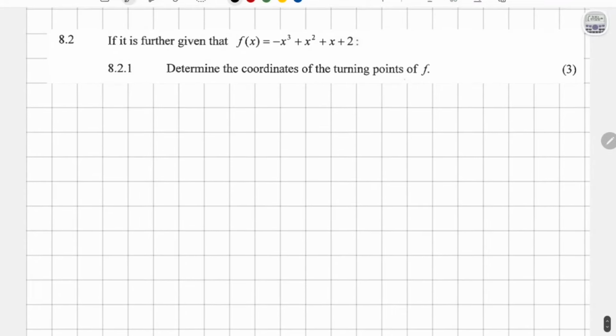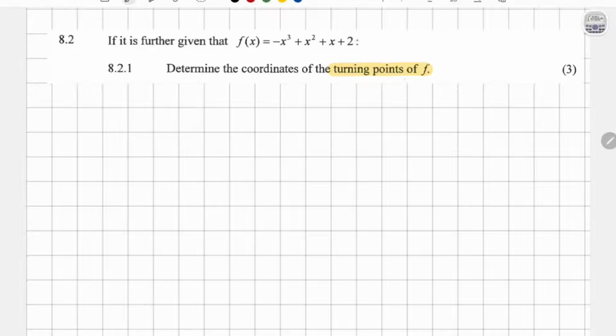Okay, 8.2 says if it's further given that f of x is equal to negative x cubed plus x squared plus x and then plus 2, we have to determine the coordinates of the turning points of f. So to find the stationary point of a cubic function, we use this logic. At the stationary points, your gradients are standing still. They're not moving. They're neither increasing nor decreasing. And so because of that, the gradients are specifically just equal to 0.